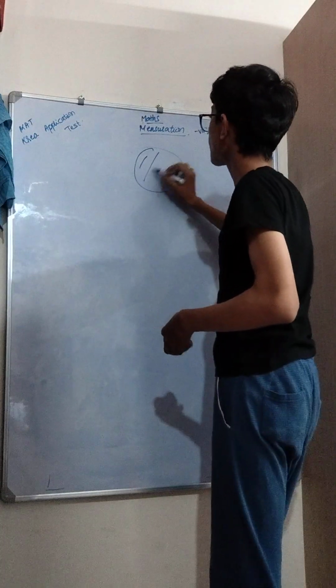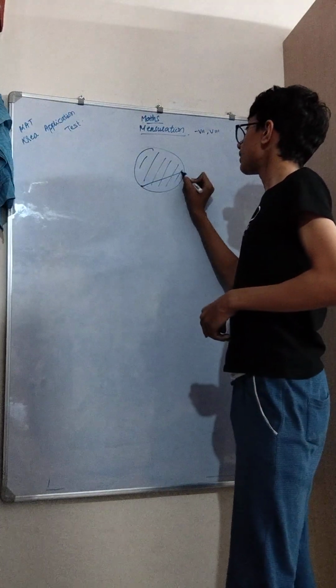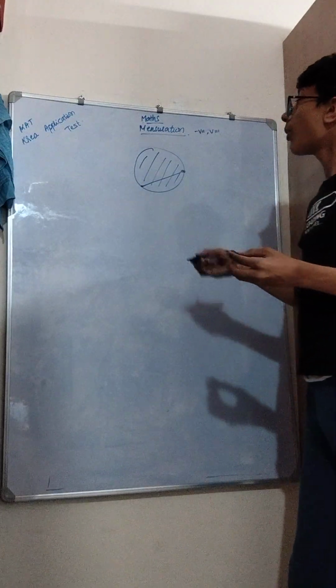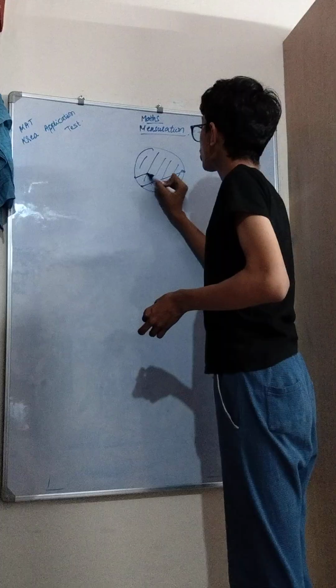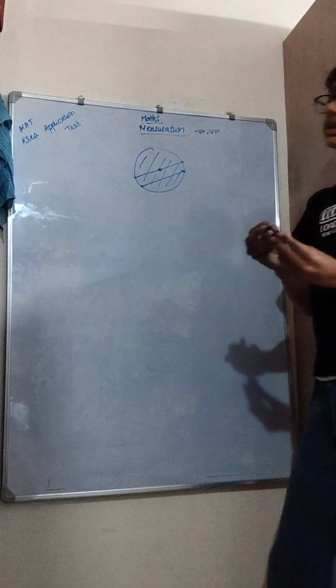Next, circular region. The part of the plane that consists of the circle and its interior is called the circular region. So this is the circular region of the circle. Next one is chord. So chord is this one. This is considered a chord. What is the longest chord of a circle? The longest chord of a circle is a diameter, which passes through the center.